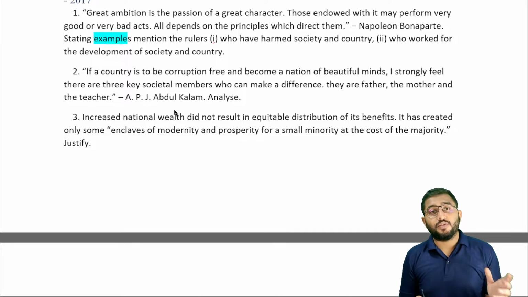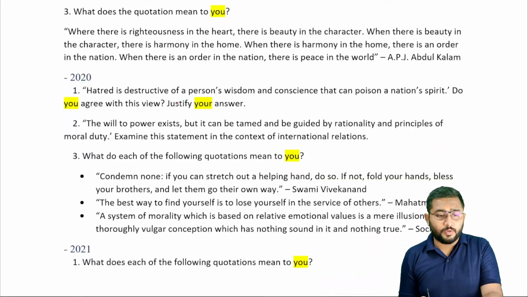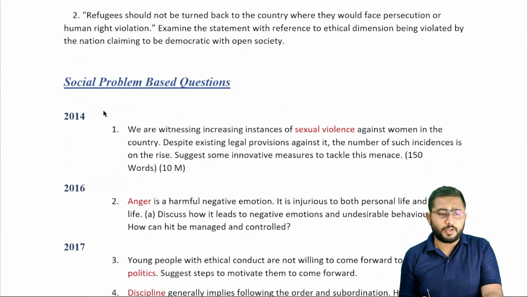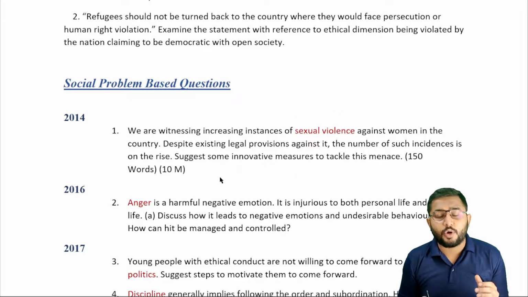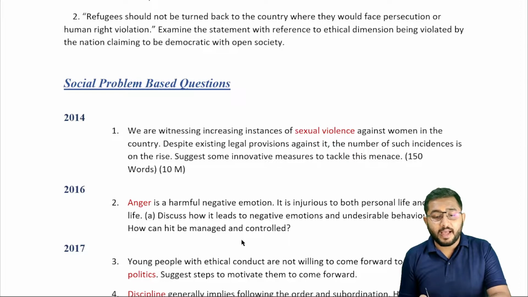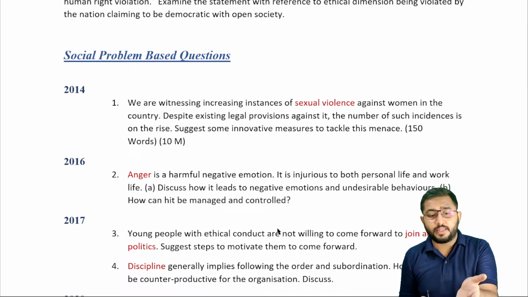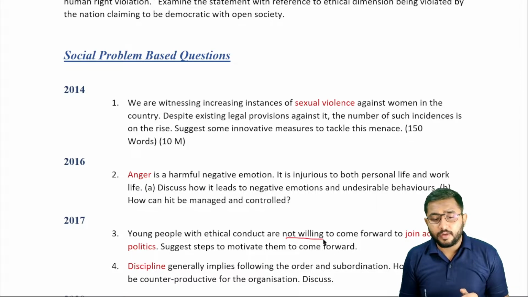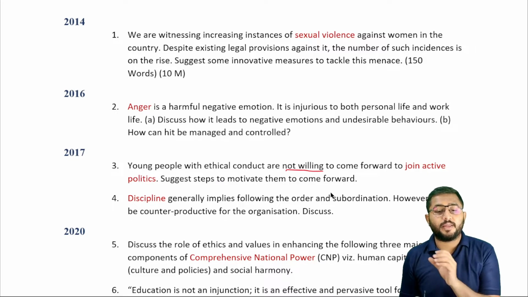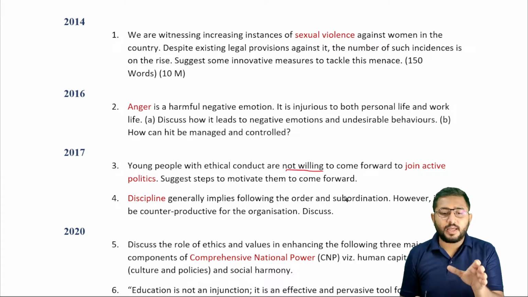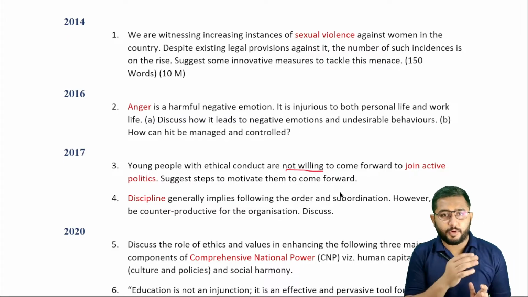So in this portion, they will ask you questions which are not even direct derivatives of ethics itself. For example, if you look at this, social based questions, you'll find questions that talk about sexual violence, questions that talk about anger, and this is a very good example of it: young people with ethical conduct are not willing to come forward to join active politics. Suggest steps to motivate them to come forward. Now this question, if you look at it from the top, doesn't fall into any other topic from the syllabus.